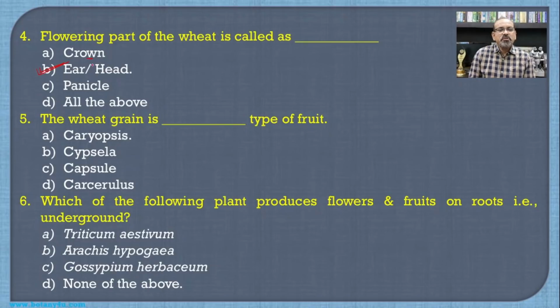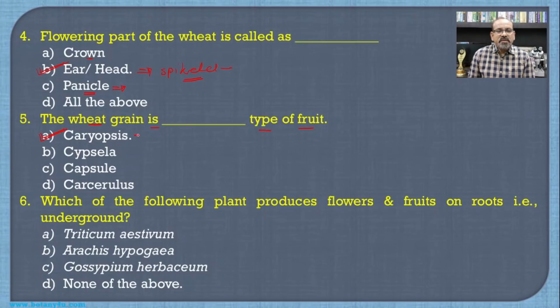Usually the crown is not said to be such a type of inflorescence, and it is not the panicle, because panicle is nothing but the compound inflorescence of the racemose raceme. And here in the wheat, the type of inflorescence which is present is a spikelet, so you can also remember this. Then, the wheat grain is a type of fruit. The type of fruit found in the wheat is a caryopsis.